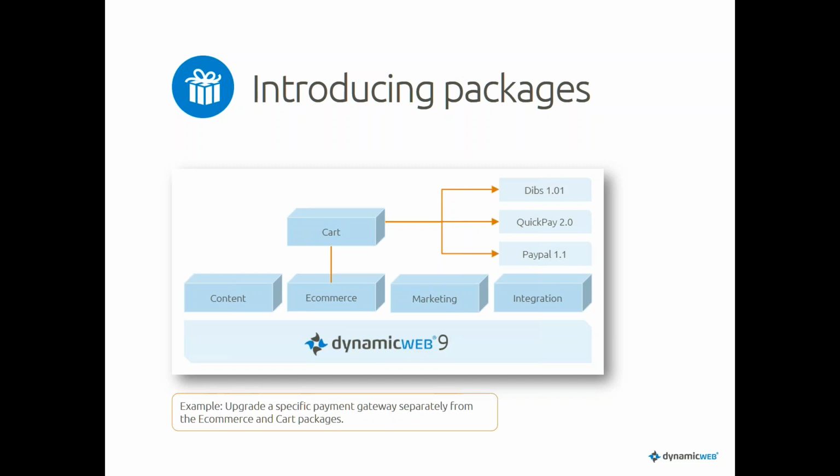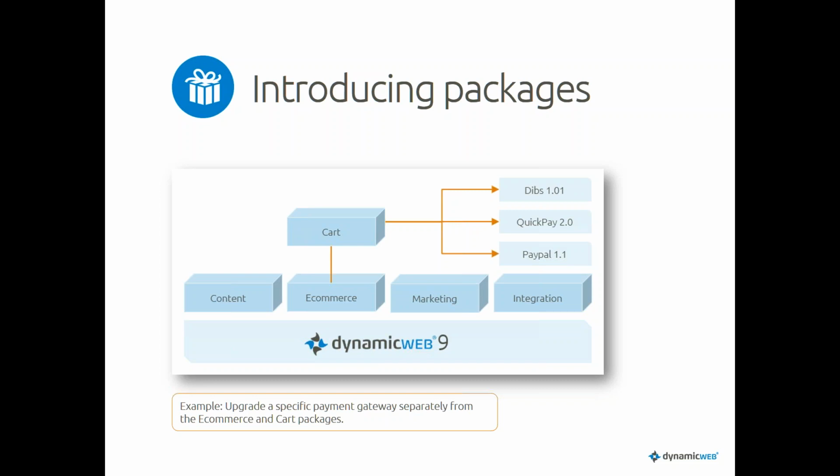With Dynamicweb 9, we've moved all features into separate packages. So to get a new version of a payment gateway that supports Apple Pay, as an example, you just need to update that one bit of your software instead of updating all of it.